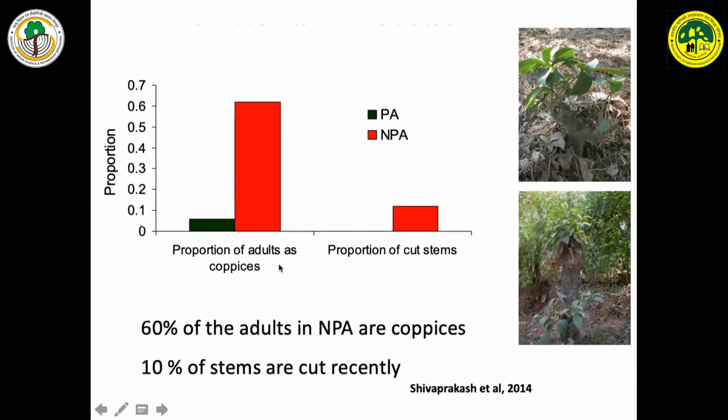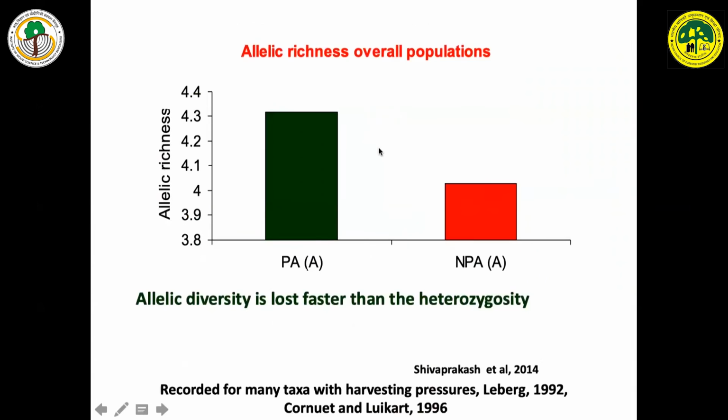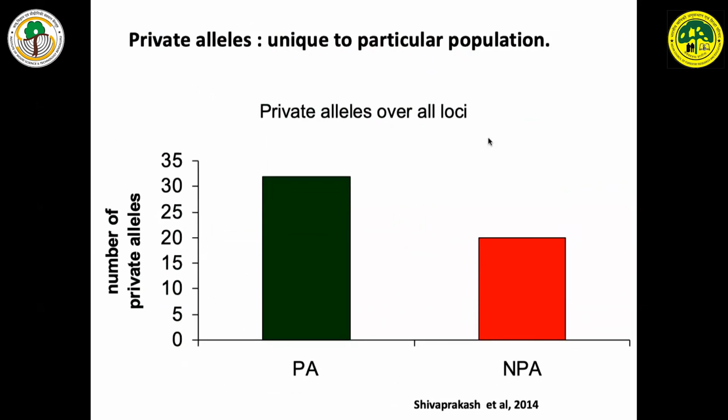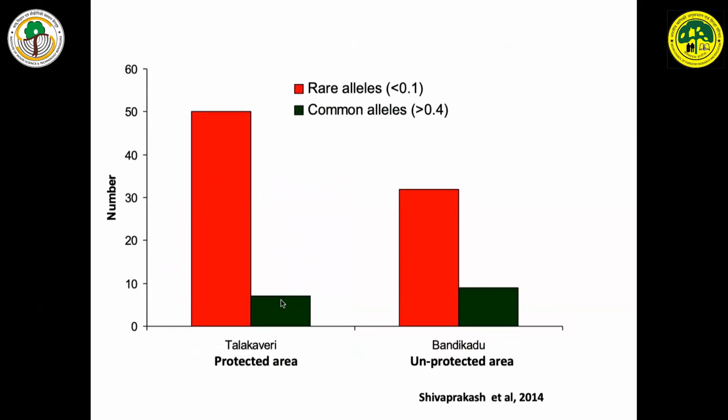If you see here, the proportion of adults is very high in the non-protected area, and cut stems like this we can find only in non-protected areas compared to protected areas. And allelic richness is very high in protected areas, while non-protected areas have low genetic diversity. So protected areas offer conservation. We also identified very high private alleles in protected areas and very low in non-protected areas. Similarly, rare alleles and common alleles are very high in protected areas, and very low in unprotected areas.